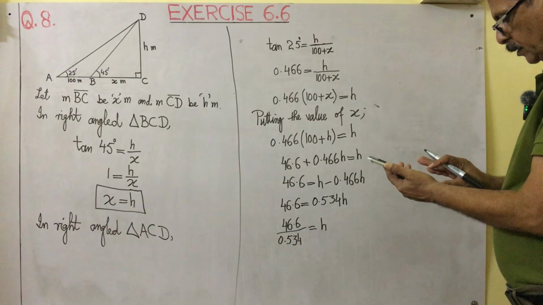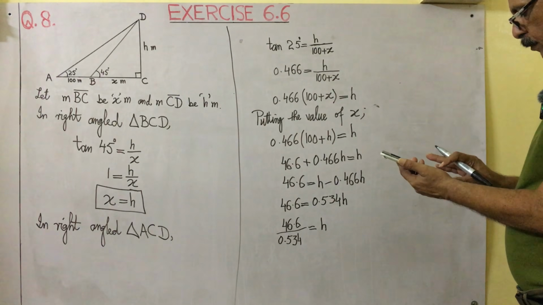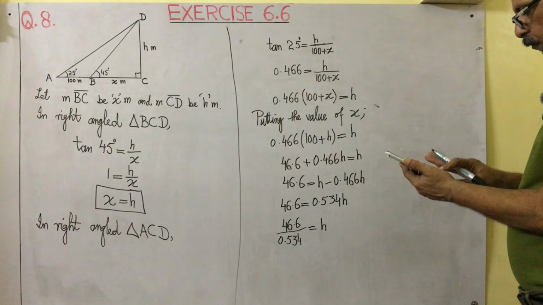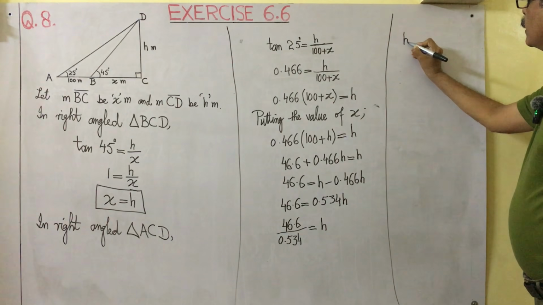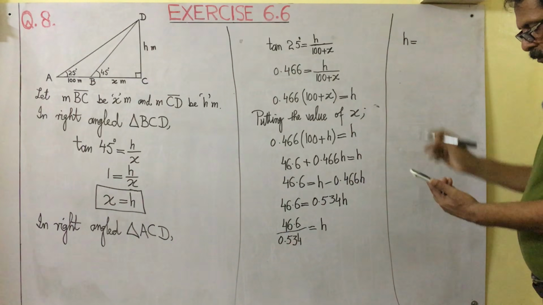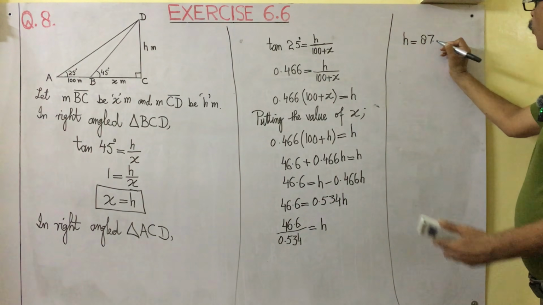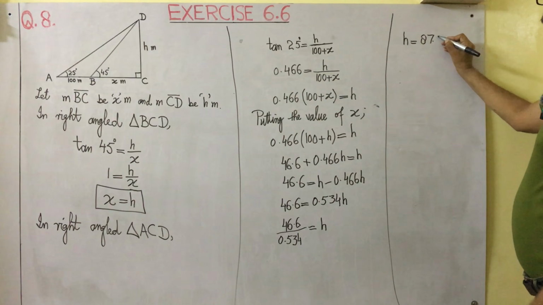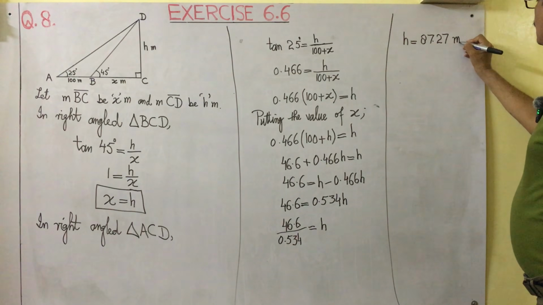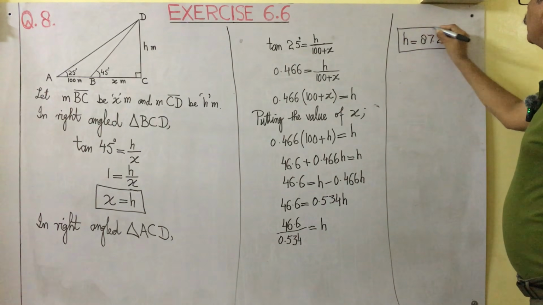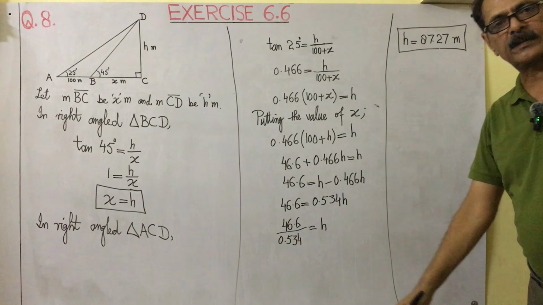Now you see 46.6 divided by 0.534. Now h is equal to 87.27 meters. So the height of the cliff is 87.27 meters.